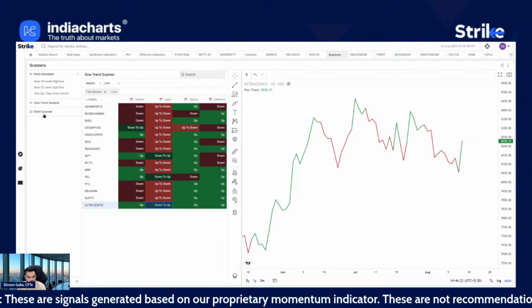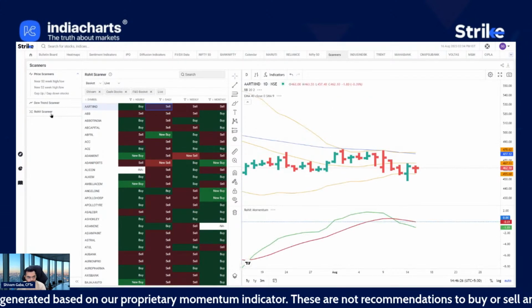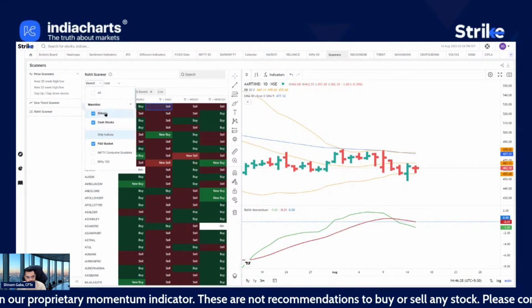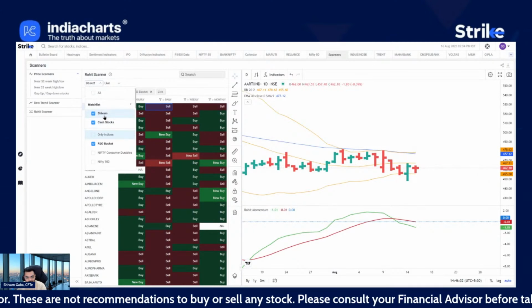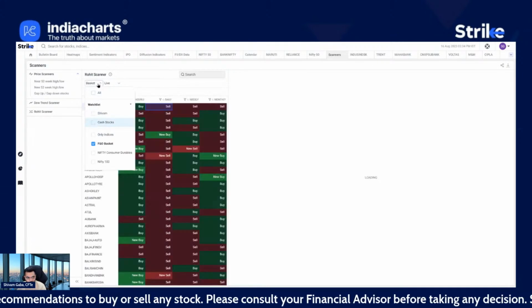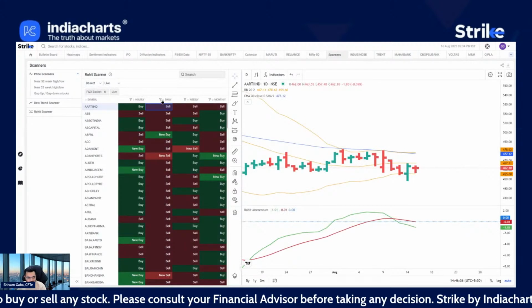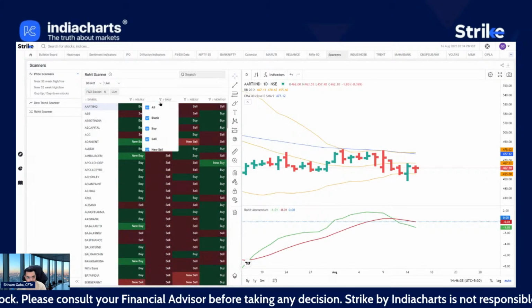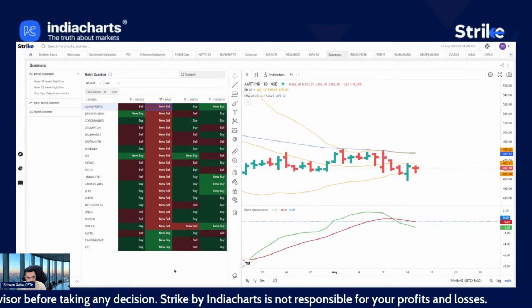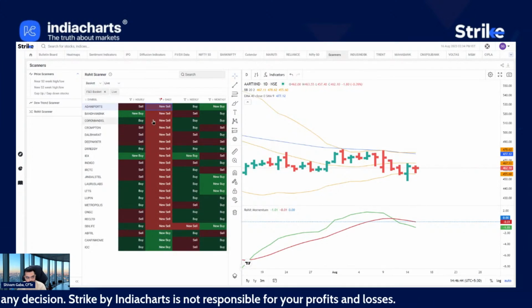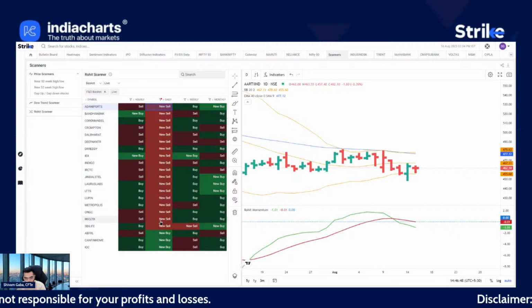And in terms of the Rohit scanner, you can just go here and even select your own watch list. As you can see, right now my watch list is selected, so I'm deselecting it for now. And right now again in the FNO basket, to see if we have any new signals. So we have a lot of new sell signals in the FNO basket on the Rohit momentum indicator.